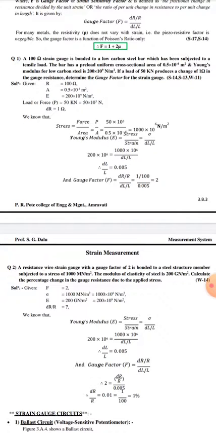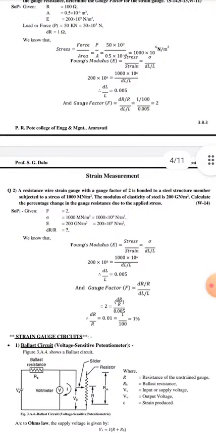Means what we have to calculate? Calculate the percentage change in the gauge resistance due to the applied stress. So it is simple, just put the values and get the answer. That much simple examples or numericals will be asked in the exam. This numerical was asked in the winter 14 exam. So today we have studied the derived form of the gauge factor, then two numericals we have completed. In the next lecture we will start the strain gauge circuit, that is ballast circuit. So today we will stop over here. Thank you.